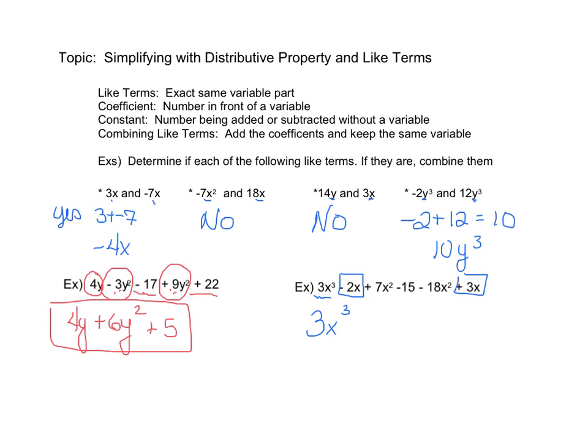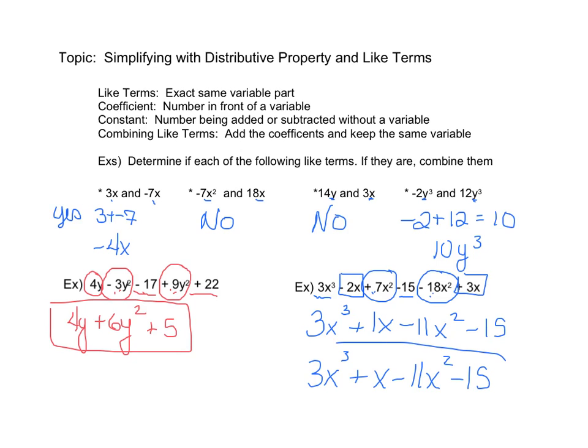Same thing, this is a negative 2x and a positive 3x. Adding those coefficients, I get a positive 1x. Remember, it is not necessary to write that 1. I just could have said plus x. Moving along, I have a positive 7x squared, because the sign belongs to the number it's in front of, and a negative 18x squared. Adding my coefficients, 7 and negative 18 gives me negative 11x squared. Then I also have this minus 15 that I'm going to drop down because it didn't have any like terms. So I have 3x cubed plus x minus 11x squared minus 15.